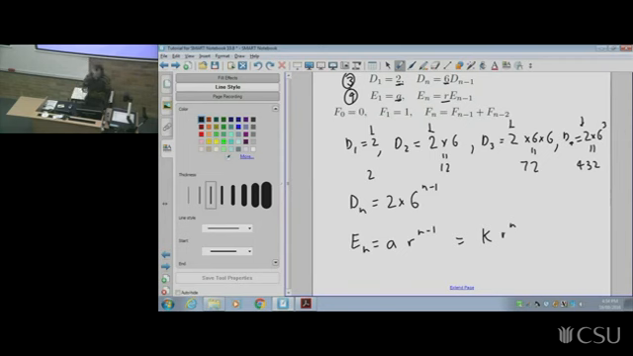In terms of these two, if you take the ratio of these numbers, what's 12 divided by 2? 6. 72 divided by 12? 6. And 432 divided by 72 is also 6. So these have a constant ratio. These are called geometric progressions or geometric sequences. That's what we tend to deal with. Geometric sequences have the solution of a constant times a number to the power of n.